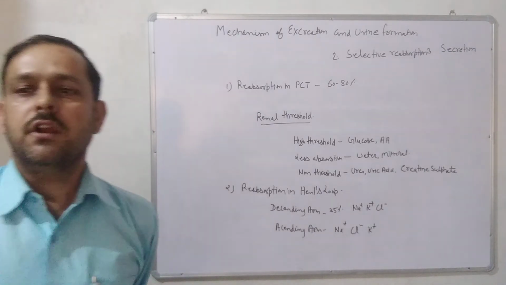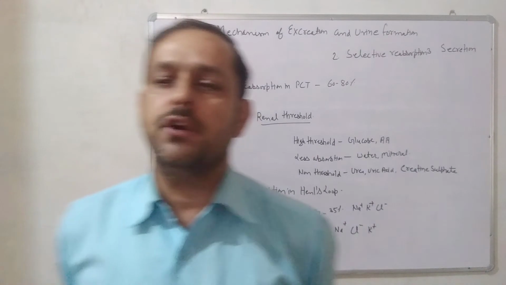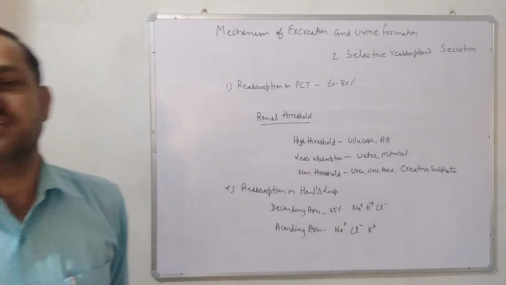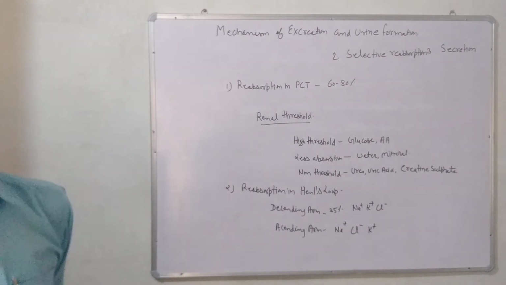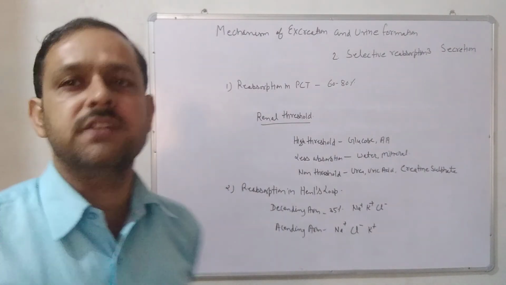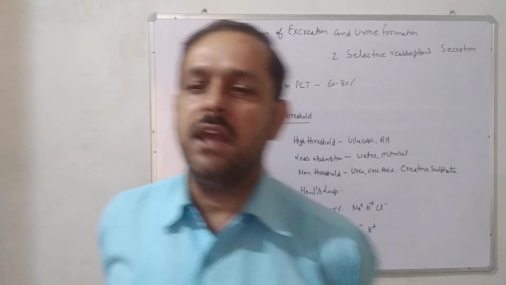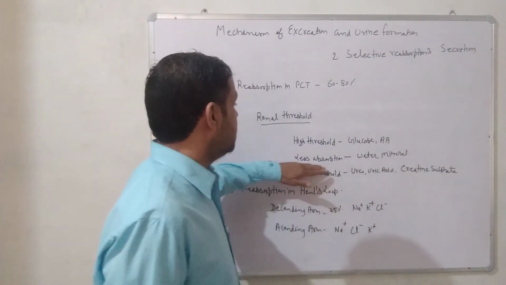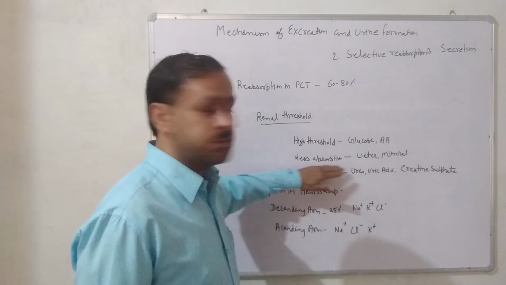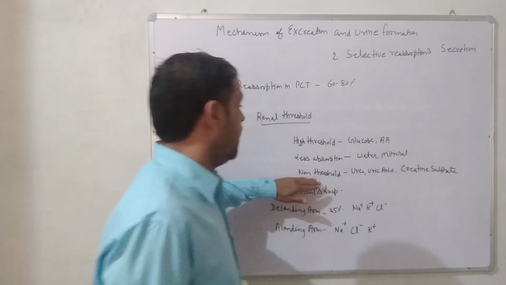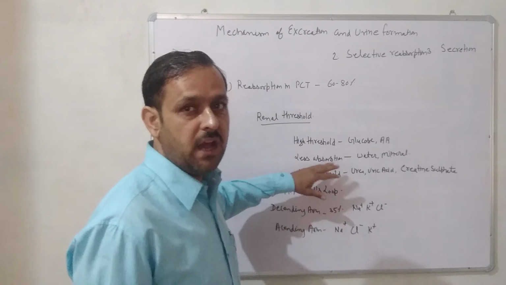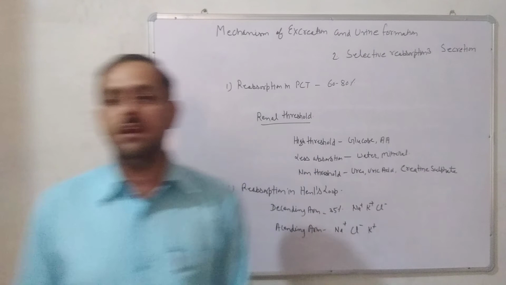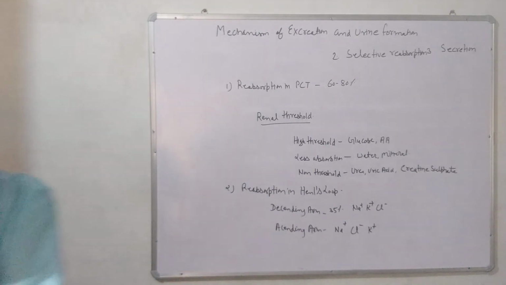Reabsorption of substances is according to their renal threshold value. What is renal threshold value? It is the maximum concentration of a substance in the blood. High threshold substances are glucose and amino acids. Low threshold substances are water and minerals. And non-threshold substances are those which are not absorbed here. Which ones are they? Urea, uric acid and creatinine. These substances are not absorbed.